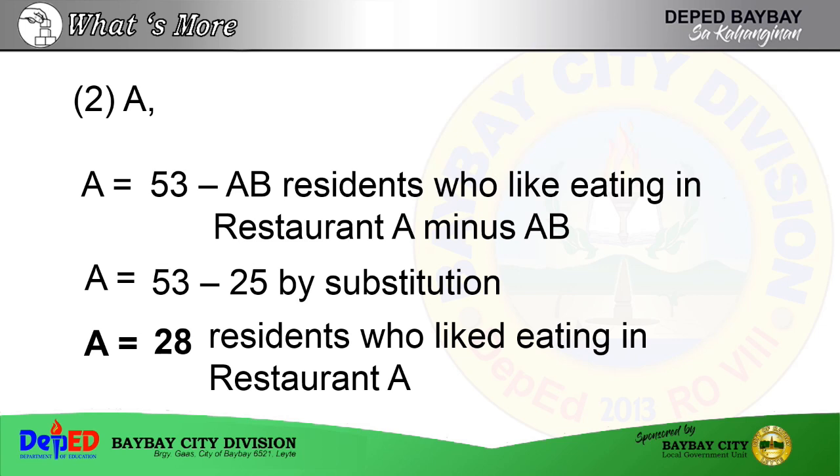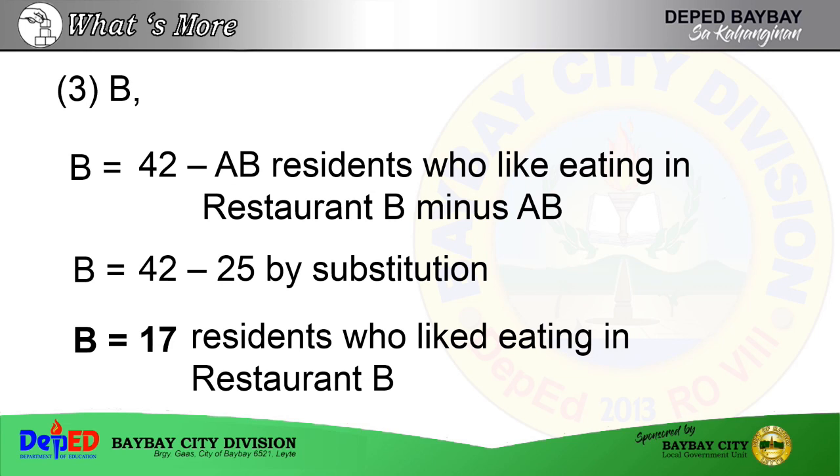To obtain B only, B is equal to 42 minus A∩B, the residents who like eating in Restaurant B minus A∩B. B will become 42 minus 25. This is done by substitution. We substitute A∩B to 25. B will become now 17. 17 came from the subtraction of 25 from 42. So there are 17 residents who like eating in Restaurant B only.